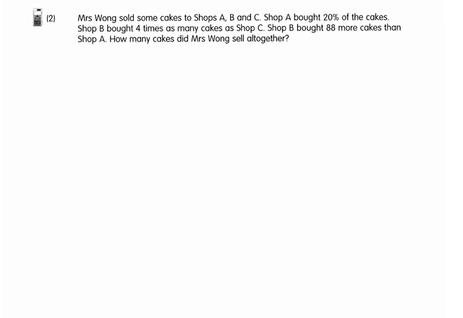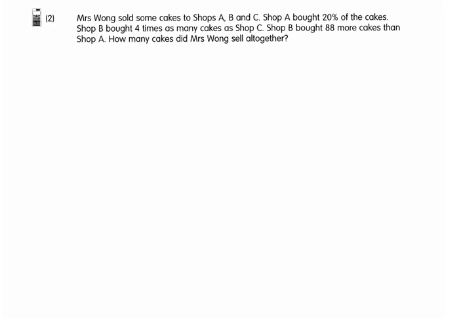So, I have this person, Mrs. Wong. She sold some cakes to shops A, B, and C. So there are 3 shops. Shop A bought 20% of the cakes that Mrs. Wong sold, right? Correct? So if Mrs. Wong sold 100 units of cakes, Shop A bought how many units? 20 units, right? Okay?